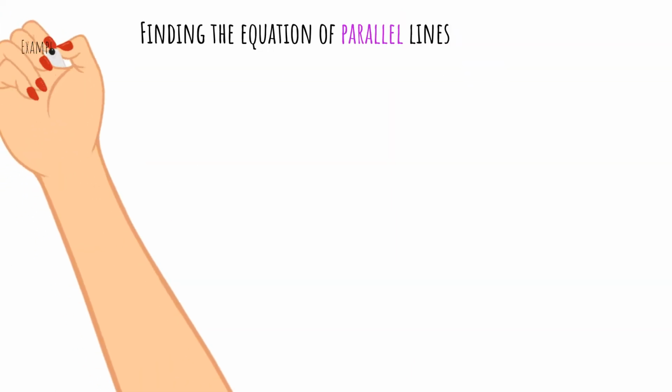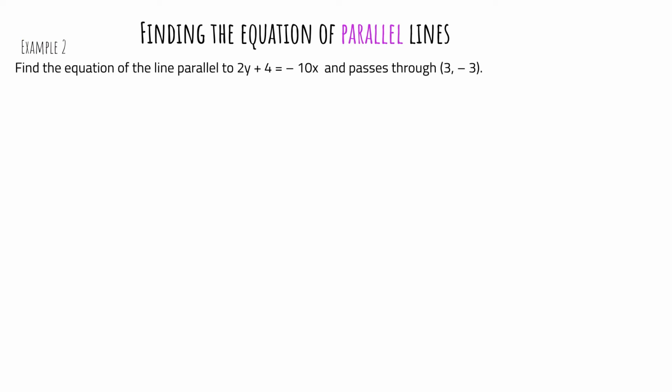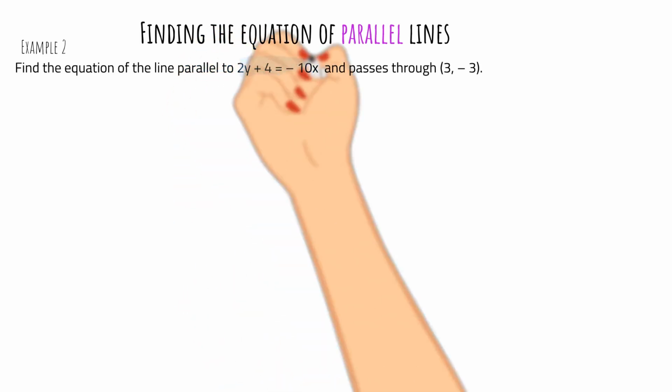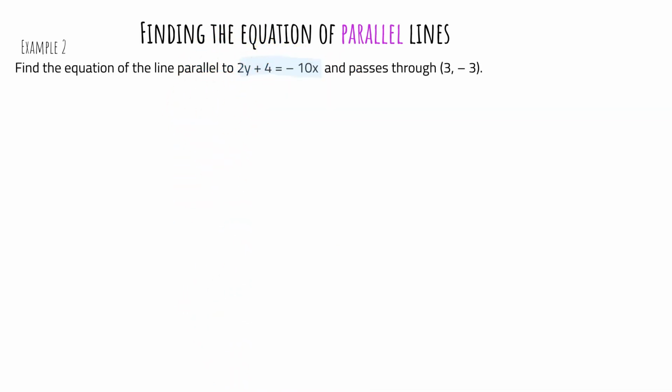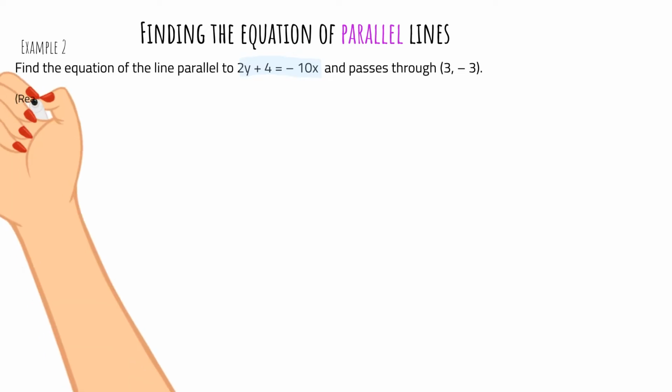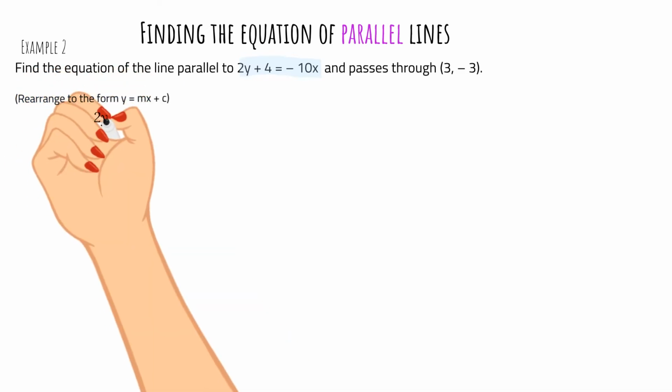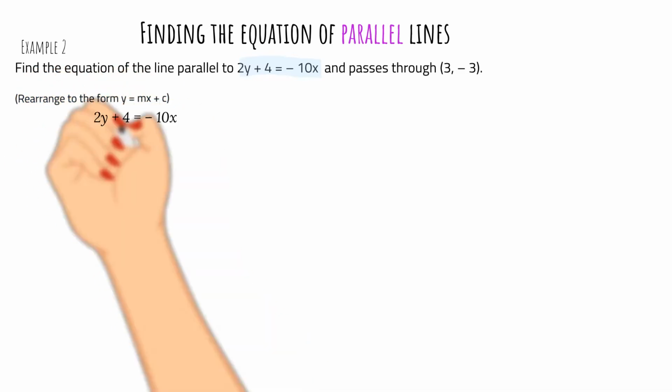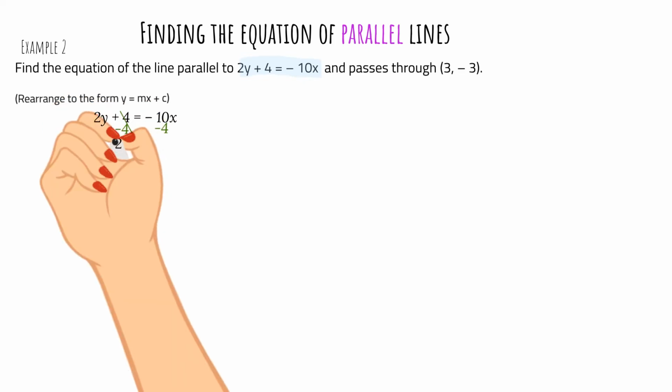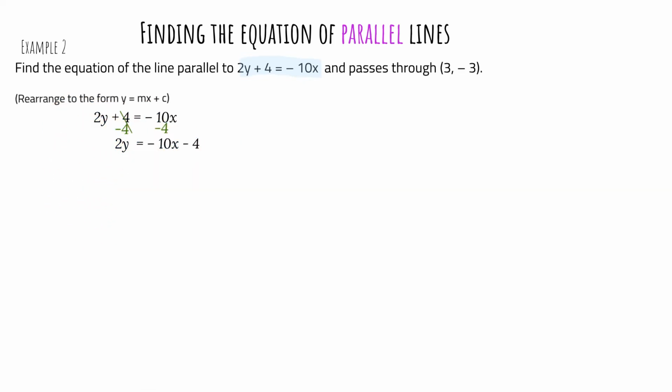Now for my second example, which is a bit harder. Now this is harder because the line that I'm given is not in the form y equals mx plus c, so I can't determine the gradient yet. So my first step is I am going to rearrange the equation that I am given into the form y equals mx plus c. So here's the line I'm given. I'm going to minus 4 from both sides, and I get 2y equals minus 10x minus 4.